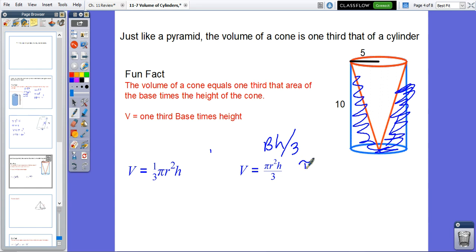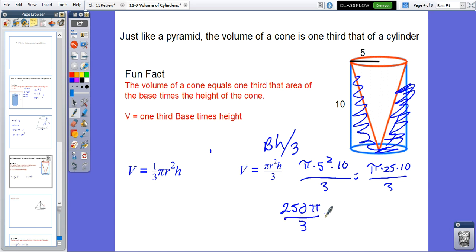We would do pi times 5 squared times the height of 10, all over 3. We square our radius first. We get pi times 25 times 10 over 3, and we multiply that. We get 250 pi over 3. Again, if we're leaving this in pi form, this will be our final answer here. But if we're going to round, let's go ahead and round that off. We'll multiply 250 times pi and then divide by 3. You get 261.8, again units cubed, because we're in cubics here.